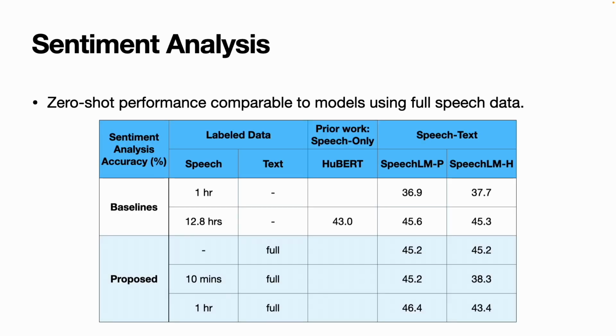So the first result we show here is the sentiment analysis result. We can see in the table that the speech-text model without using any speech data can actually reach a comparable performance to previous models, which use the full amount of speech training data. So this result suggests that the speech-text models have a good zero-shot ability for the sentiment analysis task.